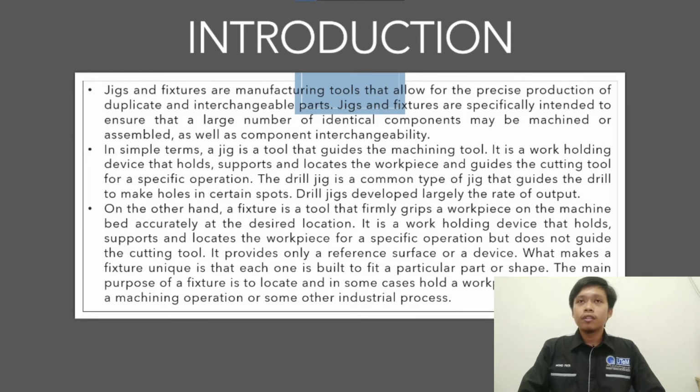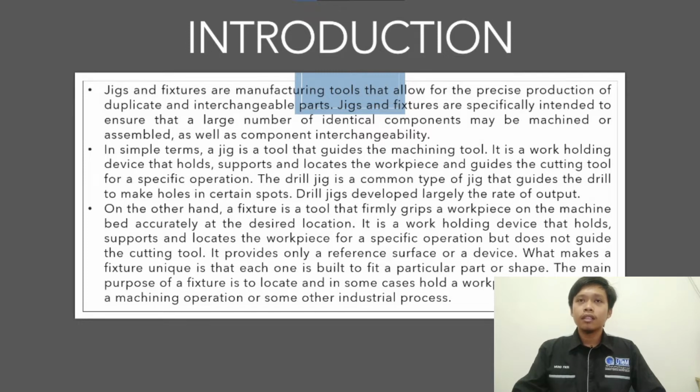Jigs and fixtures are manufacturing tools that allow for the precise production of duplicate and interchangeable parts. Jigs and fixtures are specifically intended to ensure that a large number of identical components may be machined or assembled, as well as component interchangeability. In simple terms, a jig is a tool that guides the machining tool. It is a work-holding device that holds, supports, and locates the workpiece and guides the cutting tool for a specific operation. The drill jig is a common type of jig that guides the drill to make holes in certain spots.